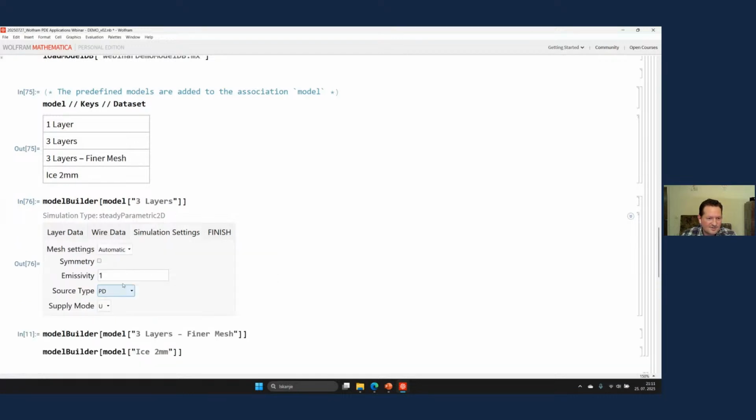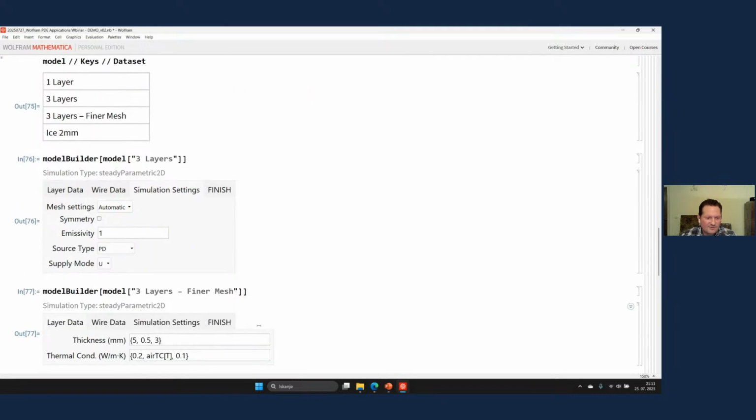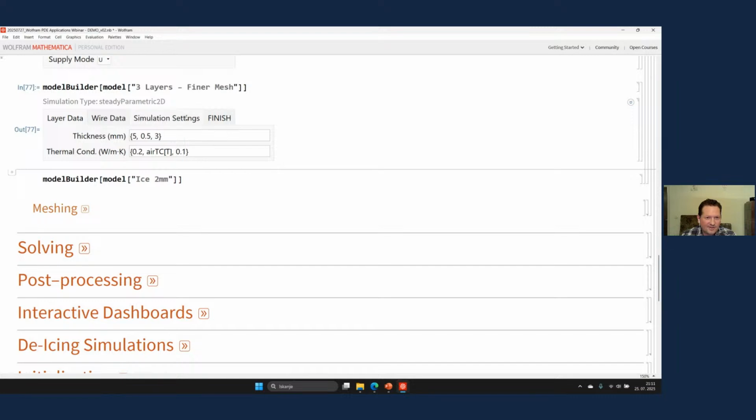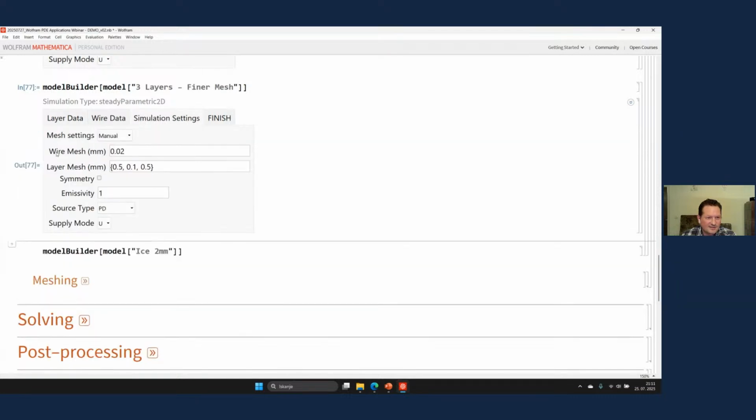Simulation settings, I won't go into all the details of what we can choose, but maybe meshing, automatic, manual. Here we have automatic mesh. For manual mesh, one can easily just say, okay, wire mesh is in this case 0.02 millimeters for the wire. And for the layers, because to be honest the geometry is rather simple, we use a list which then determines the element size in each of the layers.